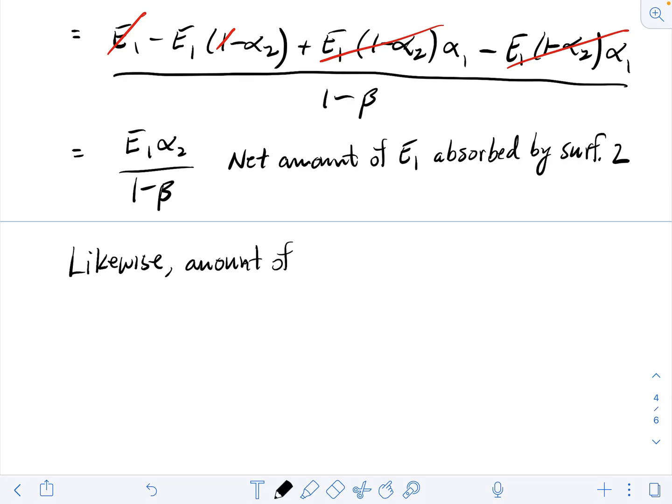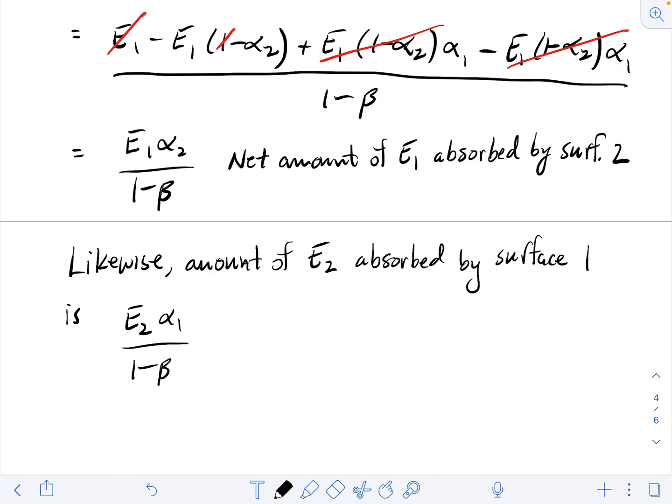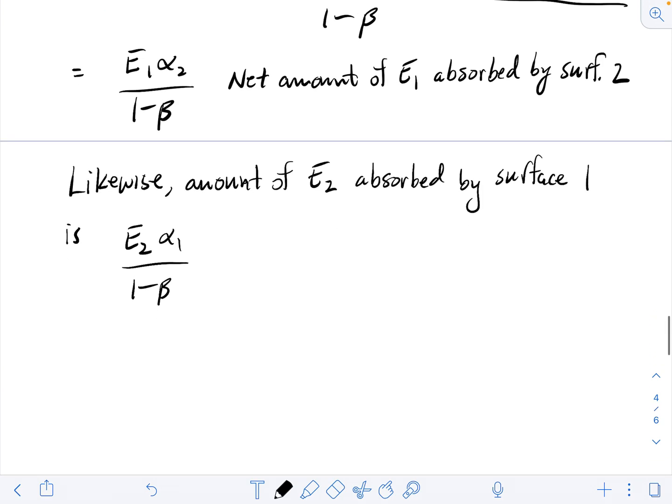So likewise, the amount of E2 absorbed by surface 1 is, well, it's the same expression, we just changed the subscripts, right? E1 becomes E2 and alpha 2 becomes alpha 1.